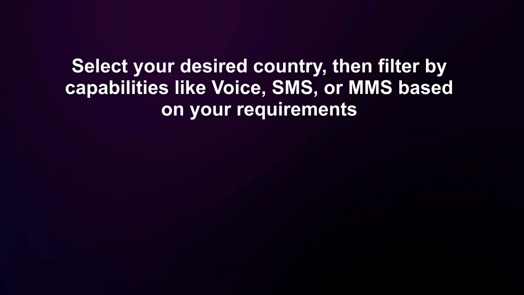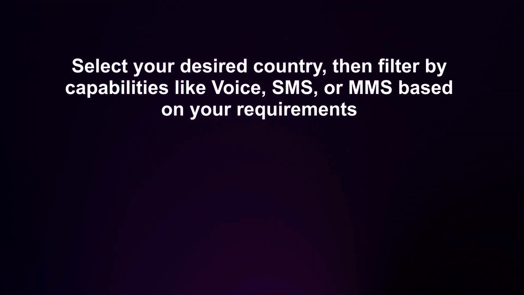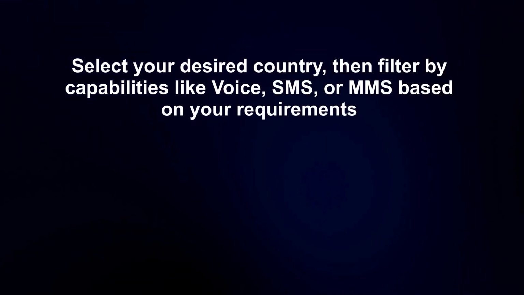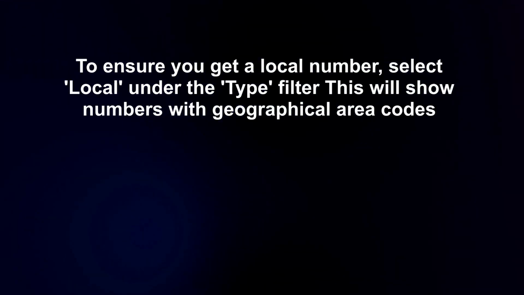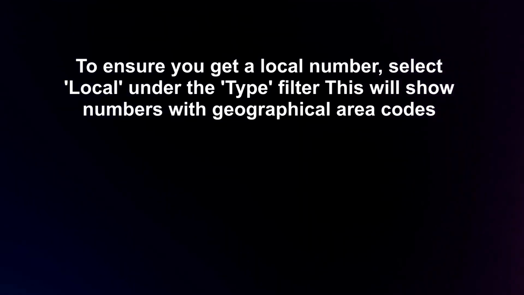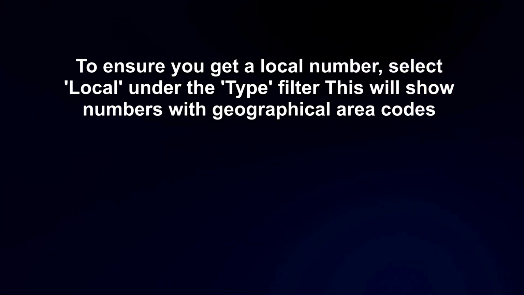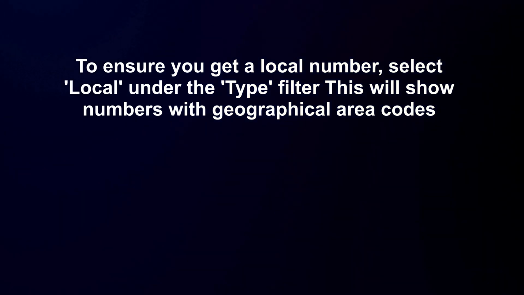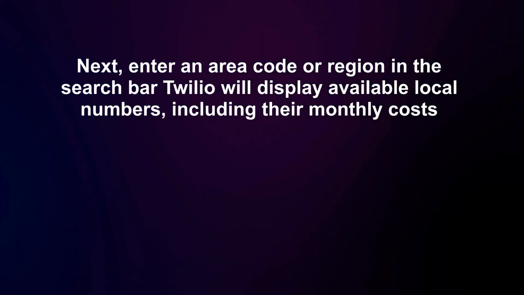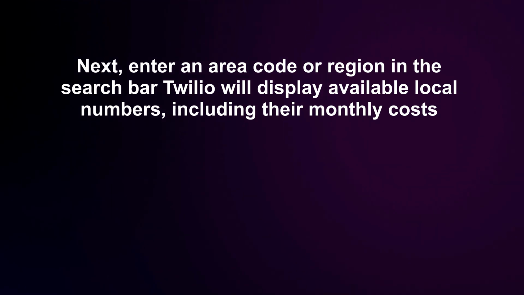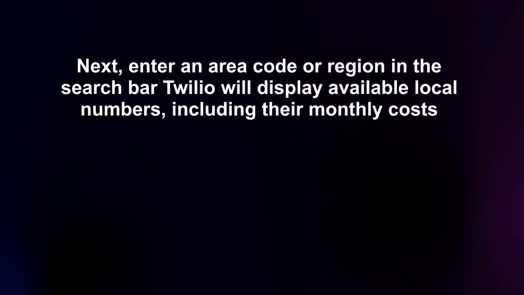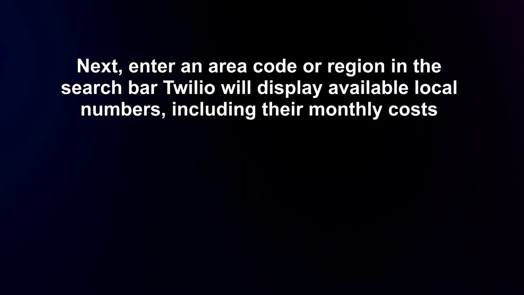Select your desired country, then filter by capabilities like voice, SMS, or MMS based on your requirements. To ensure you get a local number, select Local under the type filter. This will show numbers with geographical area codes. Next, enter an area code or region in the search bar. Twilio will display available local numbers, including their monthly costs.